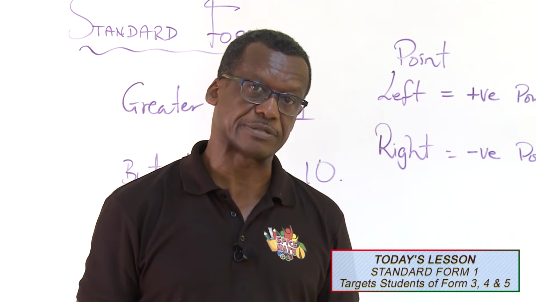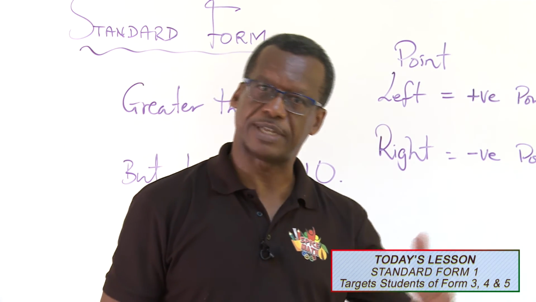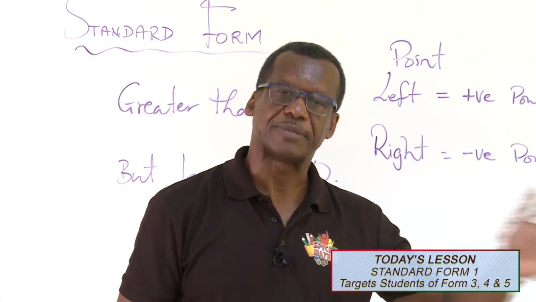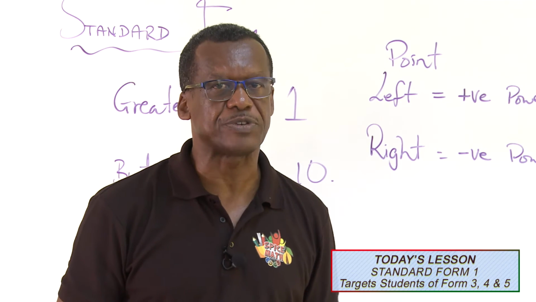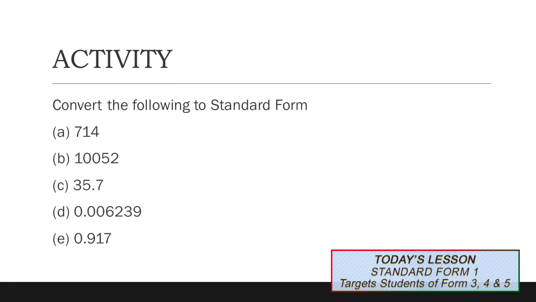Then you have the direction. The power of 10 could be positive if you move the point to the left, and the power of 10 will be negative if you move the point to the right. So take some time, and we're going to come back to check to see if you got the correct answers for the activity you see on your screen.